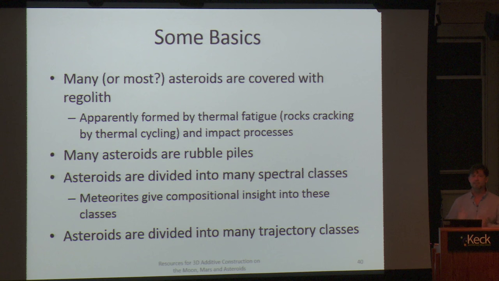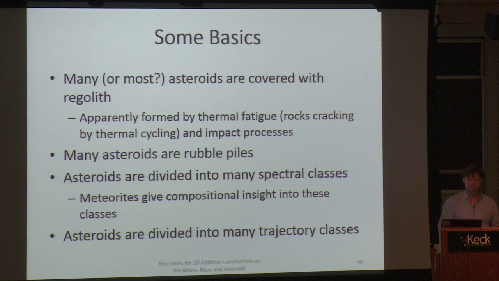Many of the asteroids are rubble piles, where they're completely broken up through impacts. Another important basic fact is that asteroids are divided into many spectral classes. We have insight into the composition of these different spectral class asteroids by looking at meteorites. We have some ground truth data, and we look at the spectra of the meteorites and compare it to the spectra of the asteroids. It's a little bit complicated because of space weathering. The surfaces on the asteroids have been treated differently than the surfaces of the meteorites that have just come through the atmosphere. But we get insight into the composition of the asteroids this way.